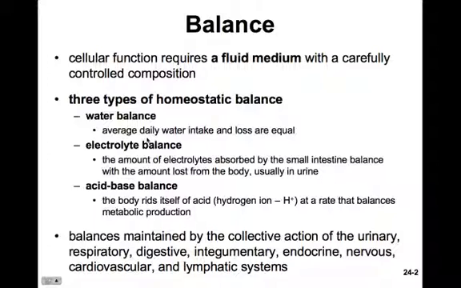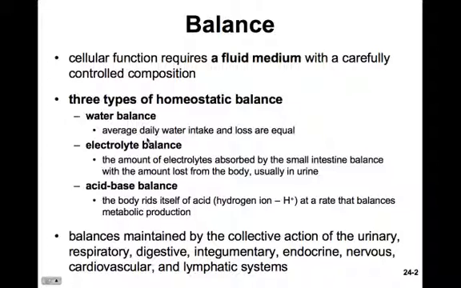We'll be examining water balance, where the average daily water intake and losses should usually be equal. We'll look at electrolyte balance, which goes along with the water balance. The amount of electrolytes absorbed in the small intestine is equal to the amount of electrolytes lost from the body, usually as urine. And then we'll look at acid-base balance, where the body's going to rid itself of excess hydrogen ions. And we just saw some of that going on in the kidneys.